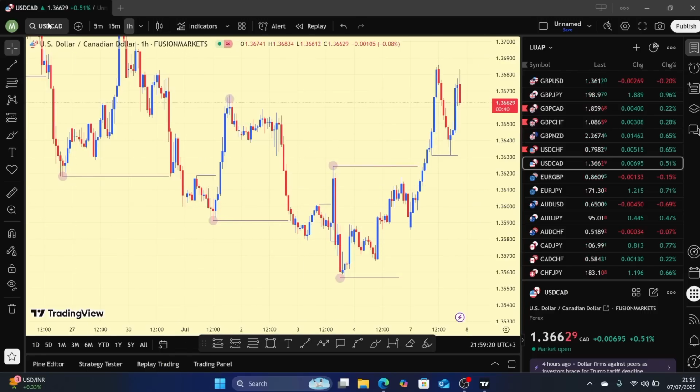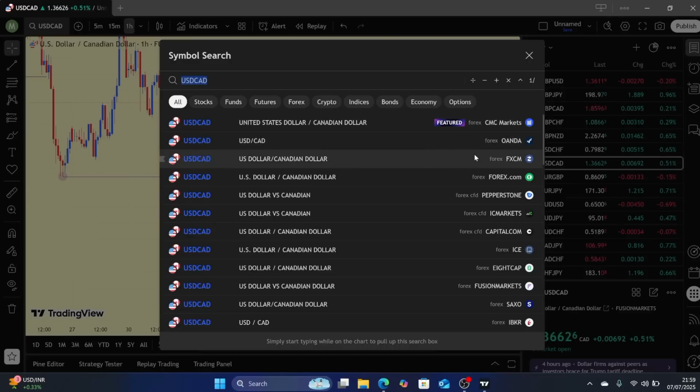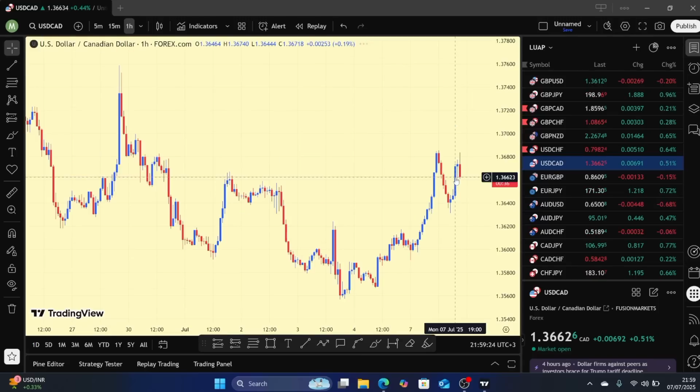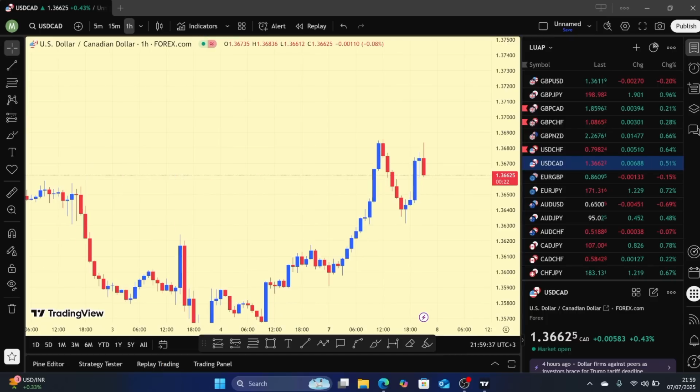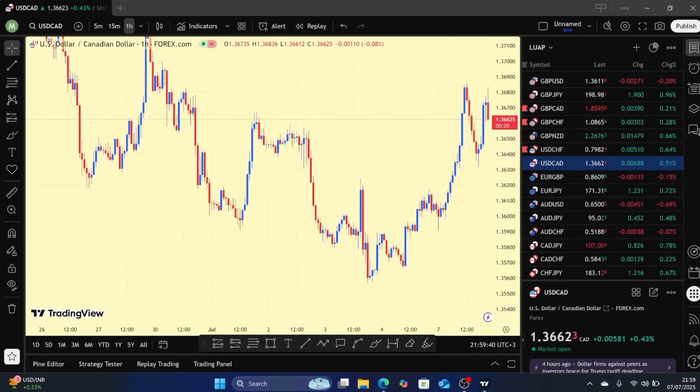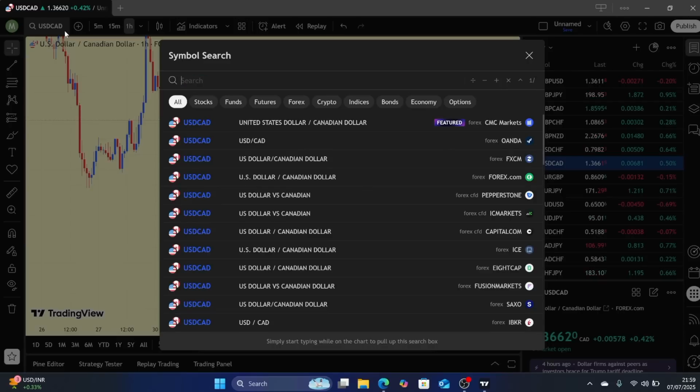Also, if I shift to forex.com, which is the alternative, instead of using Fusion Markets, sometimes I usually use forex.com. All right, on forex.com it is now opposite. You can see right here, I've zoomed in. On forex.com, this one here was not a valid pullback. All right, this is interesting.